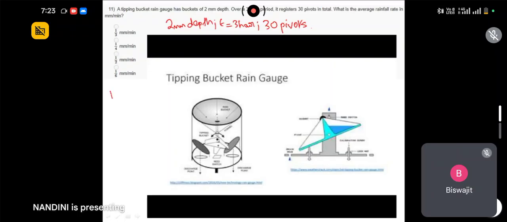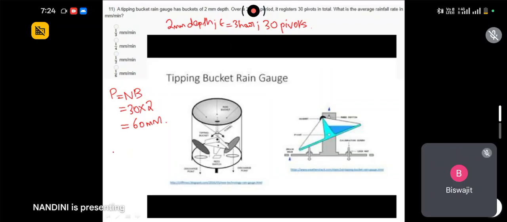So the total rainfall depth is given by NB, the number of times the bucket tipped, times the depth of the tipping bucket rain gauge, which is 2. So the average rainfall depth is given by 30 into 2. How much rainfall actually happened is given by 60. Yes, 60 millimeter is the average rainfall depth.